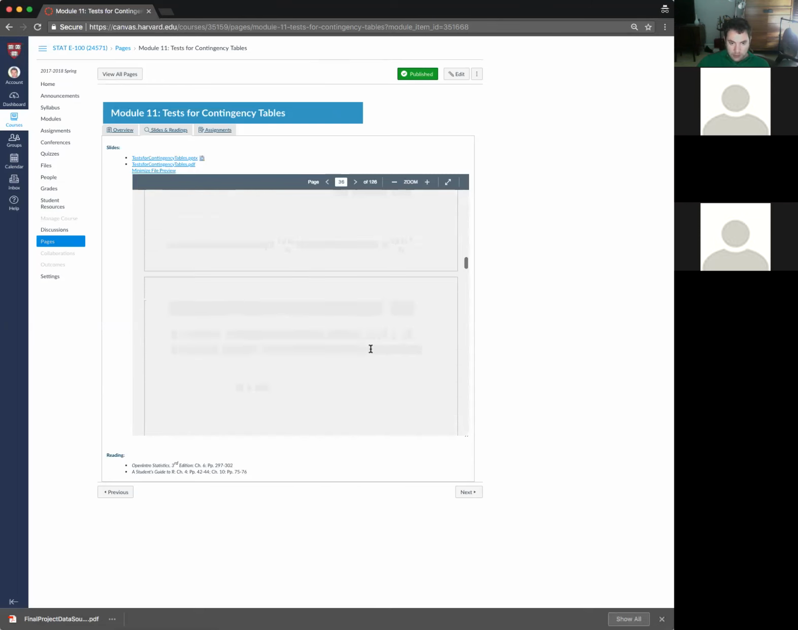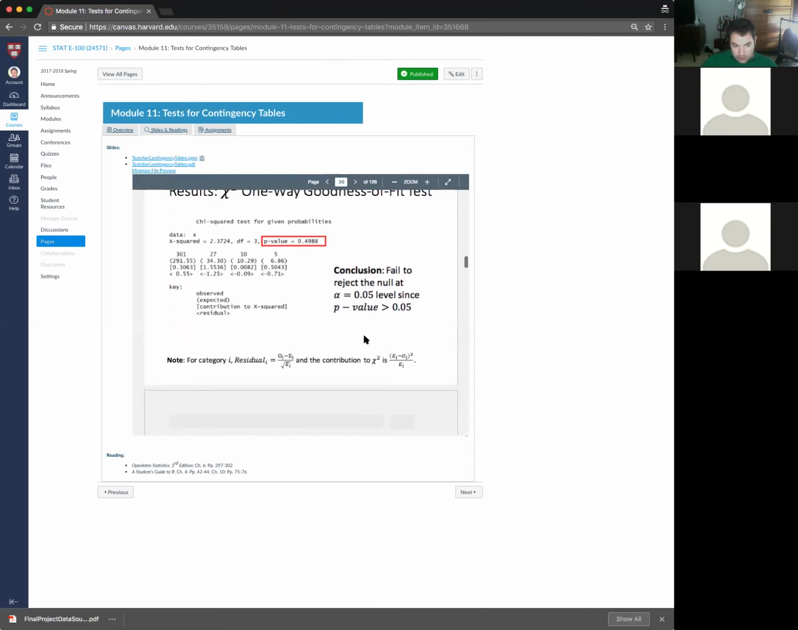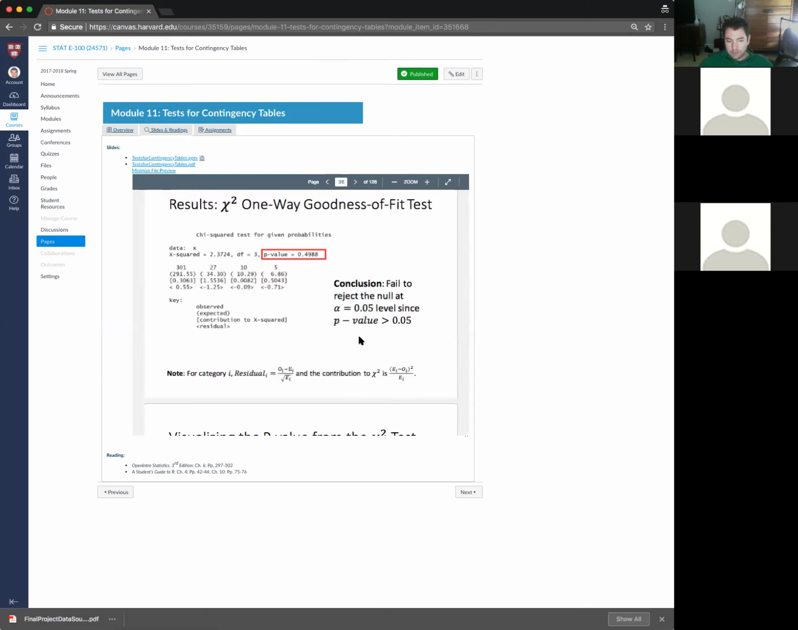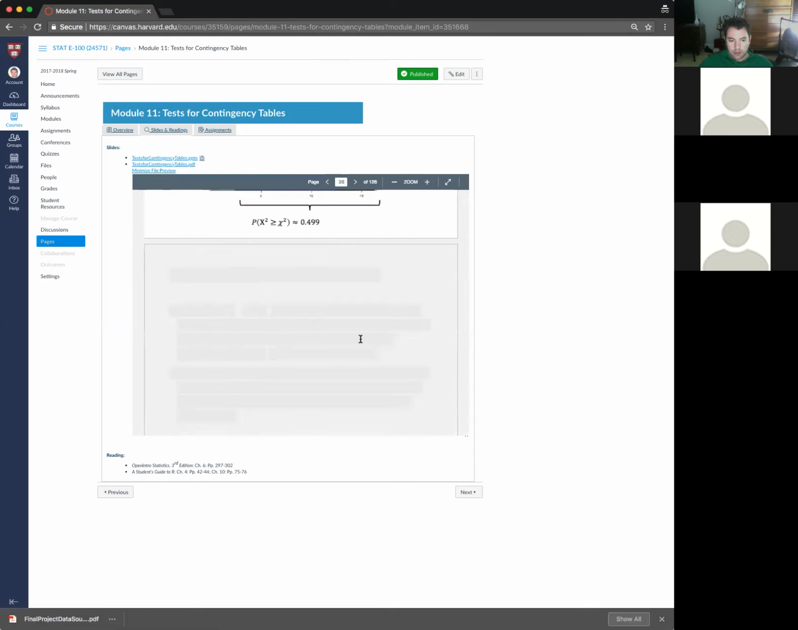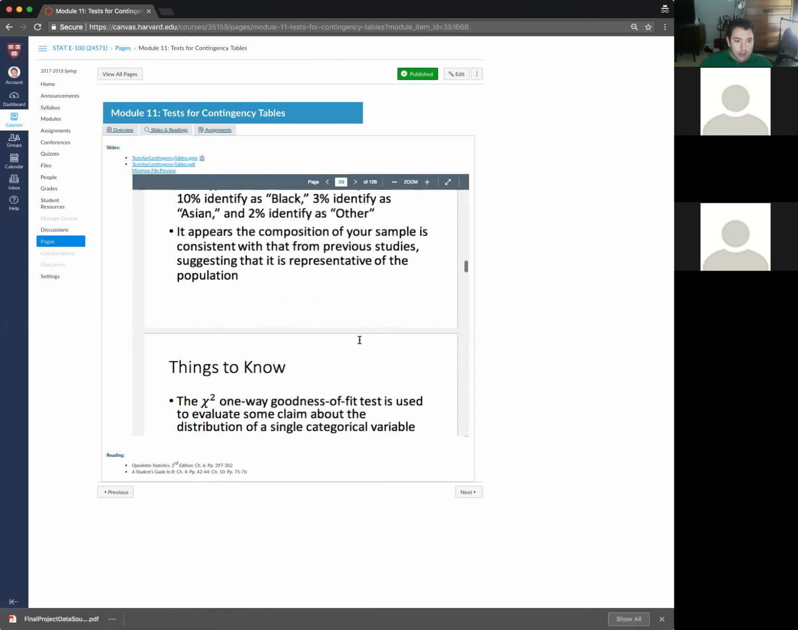And then we can talk about a chi-squared test for independence. So this is another chi-squared test. It's using the chi-squared distribution, but it's not looking at goodness of fit. It's looking at whether you have independence or dependence. So let's take a look at that.